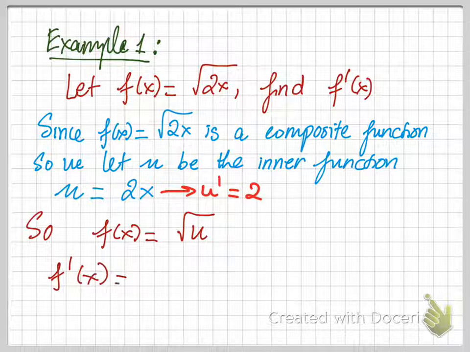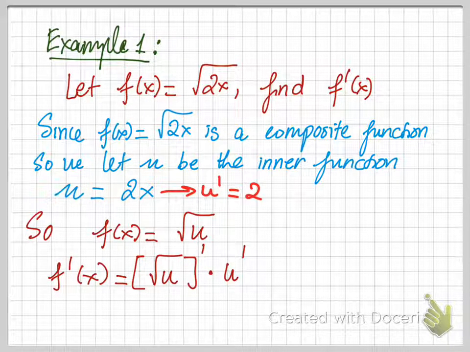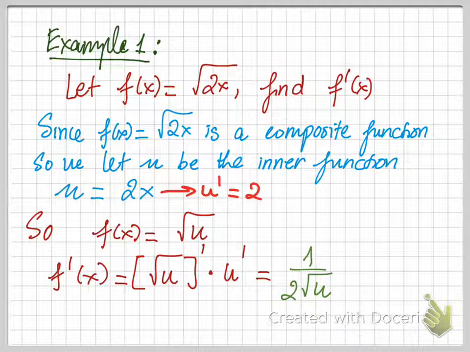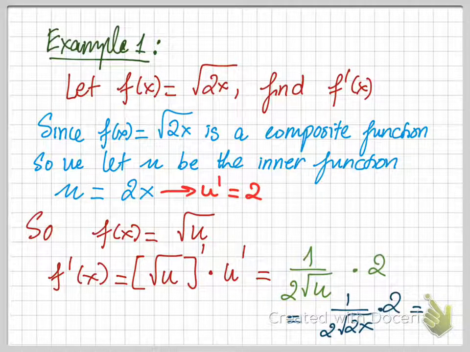And then we can use the formula to find the derivative of this function by finding the derivative of the square root of u and multiplying by u prime. As we know, the derivative of the square root of u is 1 over 2 times square root of u, times u prime, which is 2. At this point, we have to write u in terms of x. So we replace u by 2x, multiply by 2, and simplify the 2 on the top and the bottom to get your final answer, which is 1 over square root of 2x.